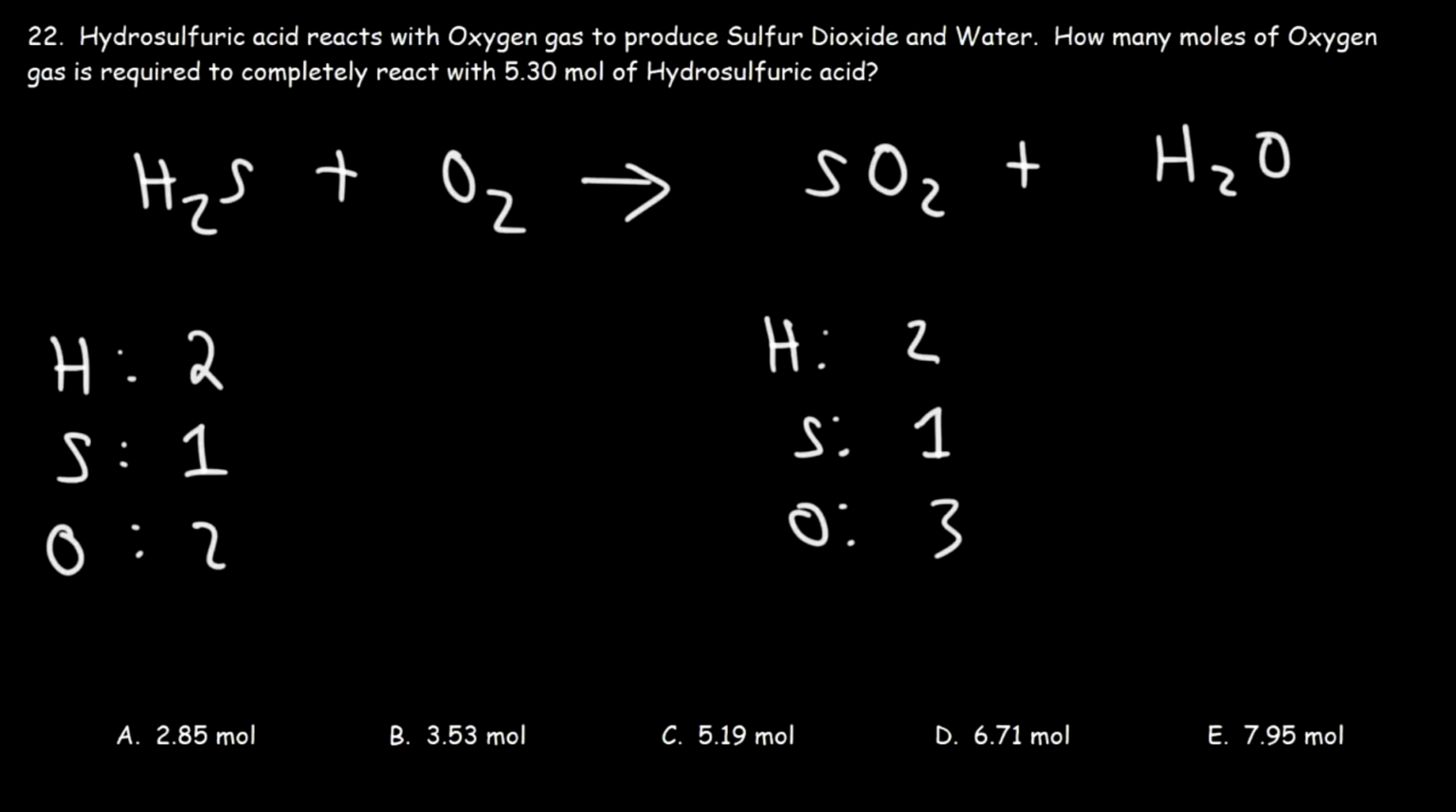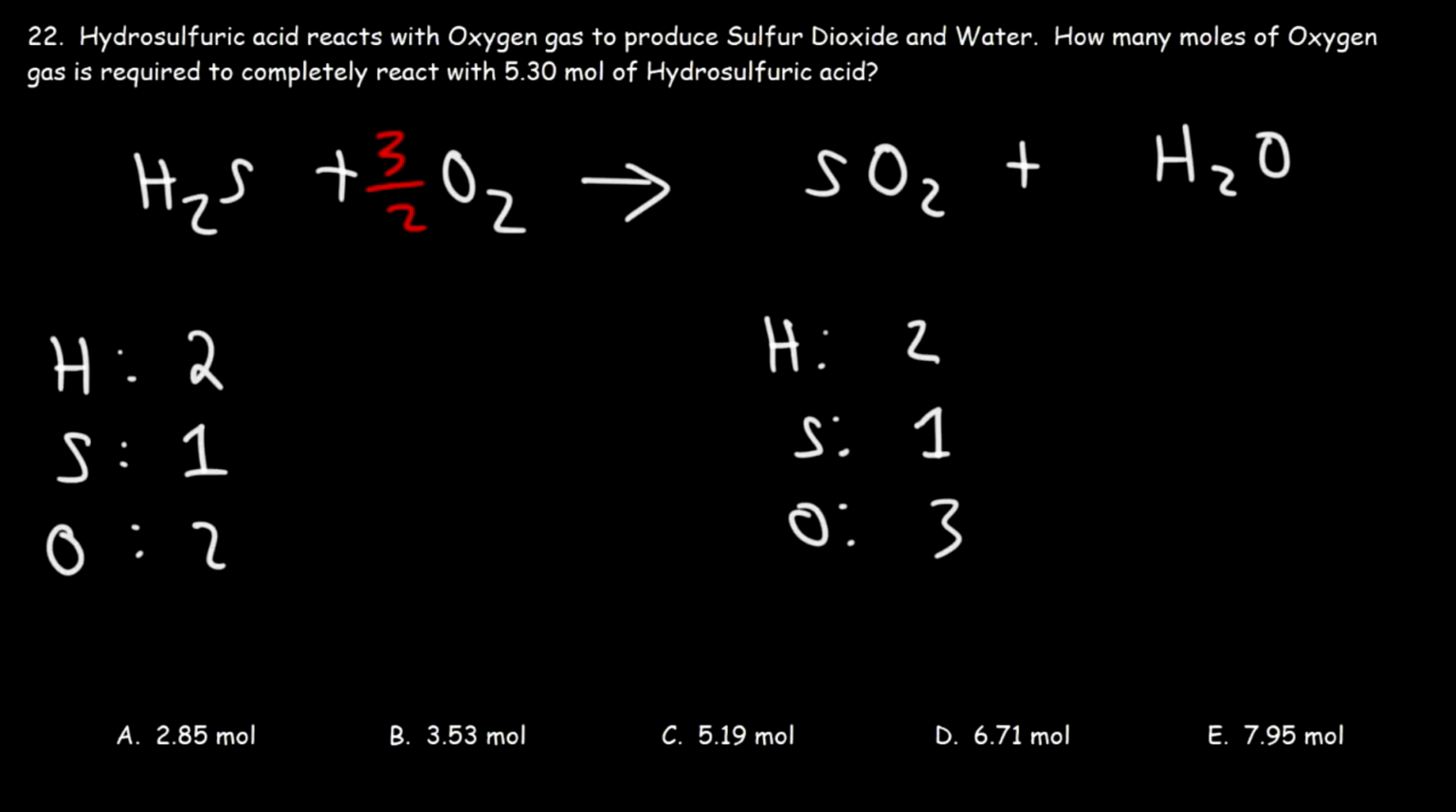Now it's best to save this for last. Actually, we can go ahead and balance it now. The number of hydrogen atoms are equal to each other. The number of sulfur atoms are equal. The only thing we need to do is balance the number of oxygen atoms. We have a total of 3 oxygen atoms on the right side, 2 on the left. 3 divided by 2 is 3/2. So if we put 3/2 here, it's going to be balanced.